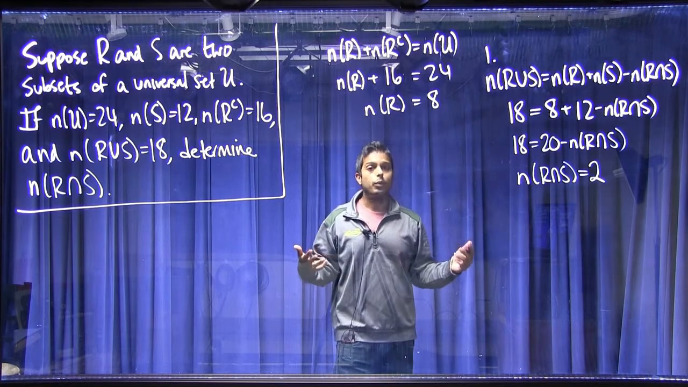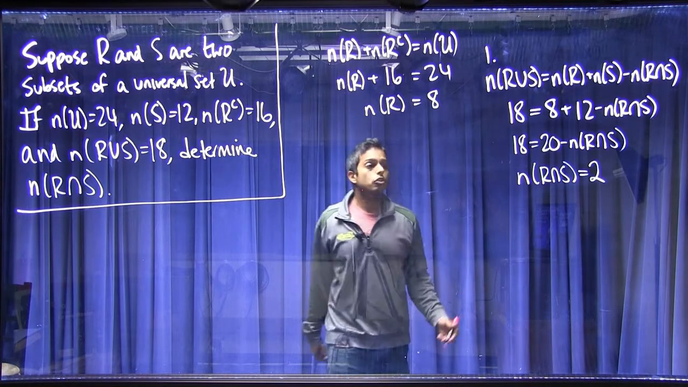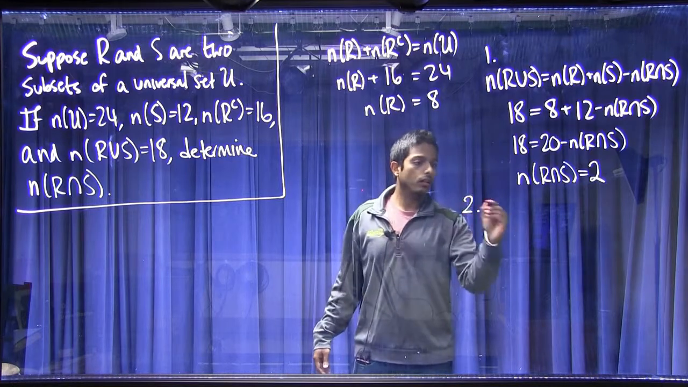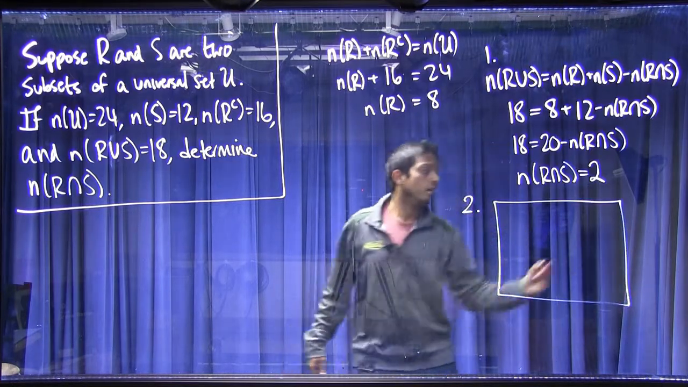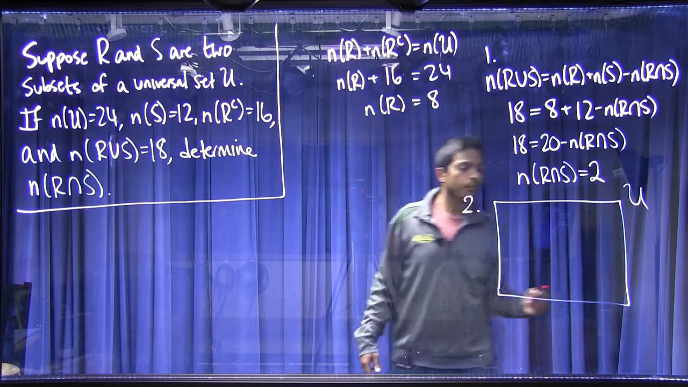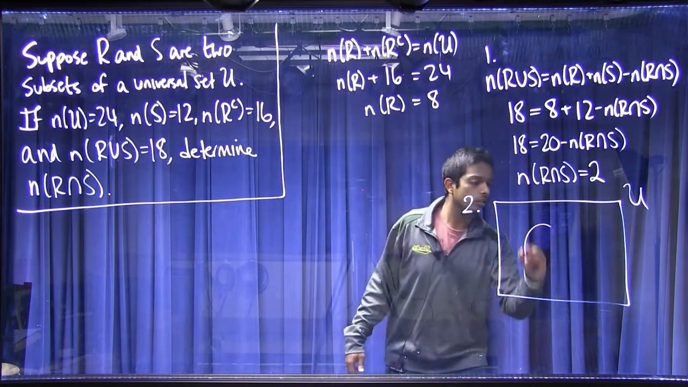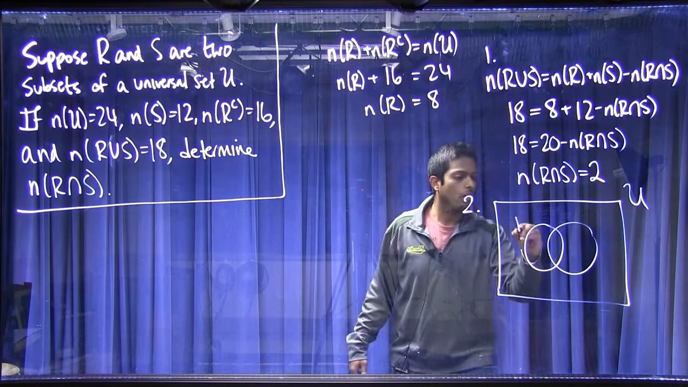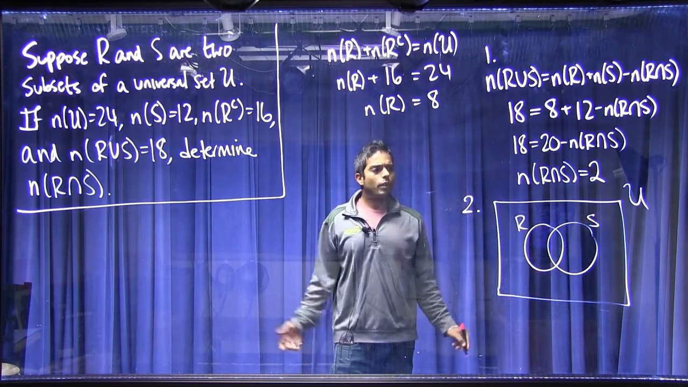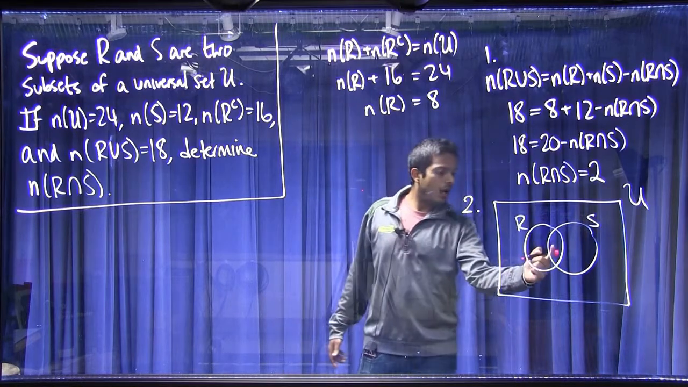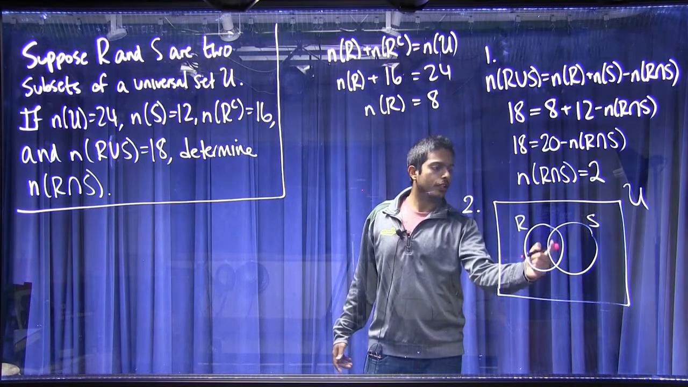There's actually another way. We can also use Venn diagrams. So let's draw a Venn diagram to represent this situation. Here's our universal set U. We have two subsets, R and S. And what we need to do is figure out how many elements are in the intersection.